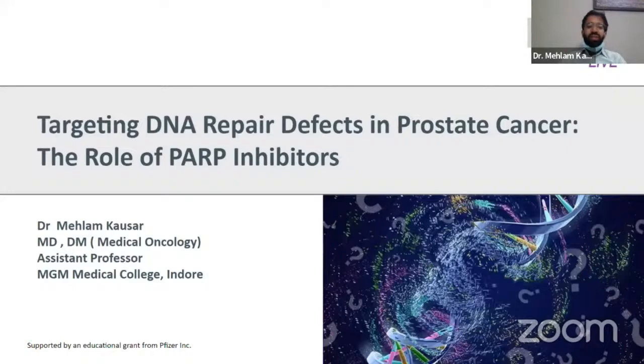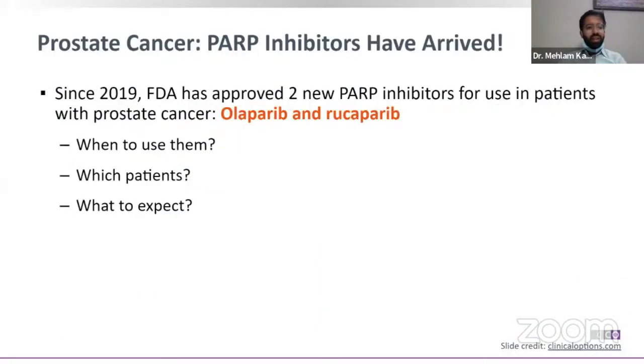So my topic for discussion is basically the role of PARP inhibitors in prostate cancer. This is a drug not very new to us, but newly approved in prostate cancer, especially in castrate-resistant metastatic prostate cancer. So let us go through the details. Since 2019, FDA has approved two PARP inhibitors in prostate cancer, that is olaparib and rucaparib. We will see when to use them, in which patients, and what to expect out of them.